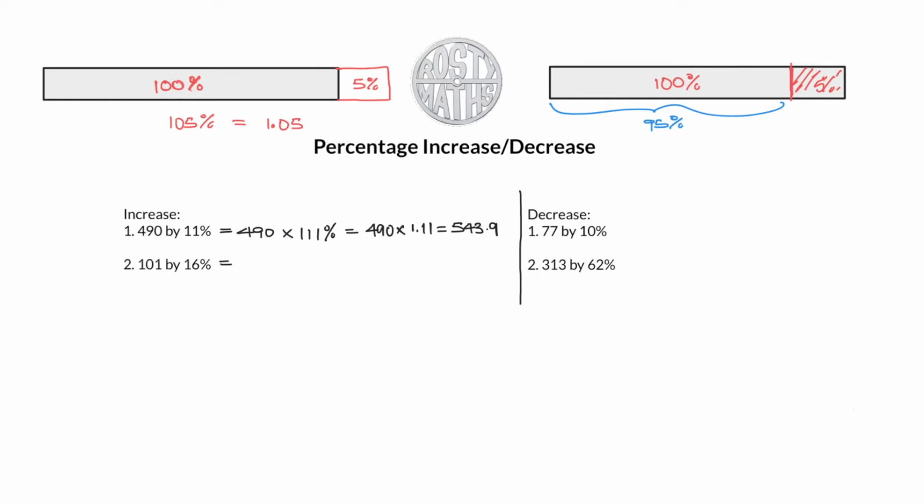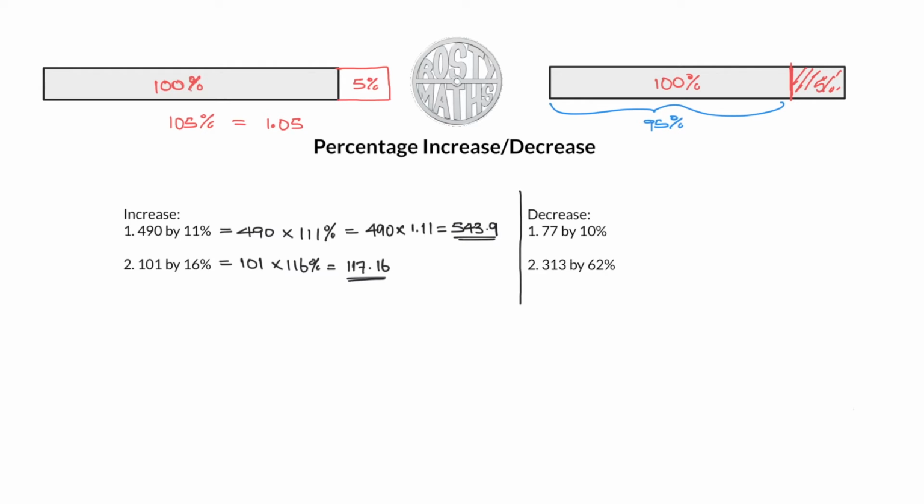If I want to increase 101 by 16%, I take my 101 and I multiply it by 116%. Why? What I'm actually doing to my 100% is adding 16% on. And so for that one, 101 multiplied by 1.16. I'm not going to write that down. You know what's going on here. So 117.16, and just like that, the job is done.